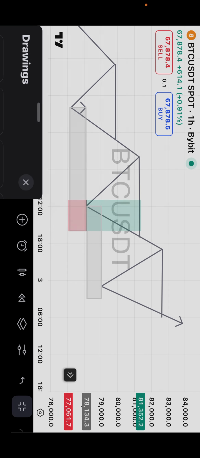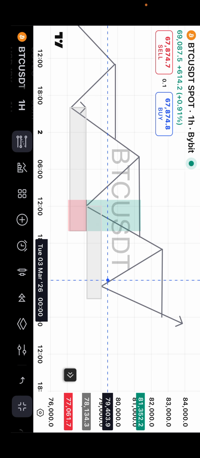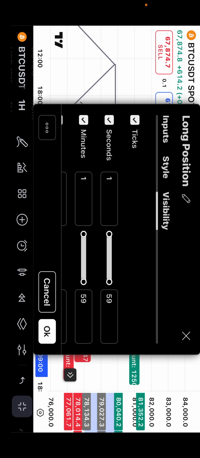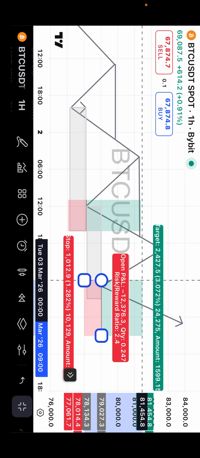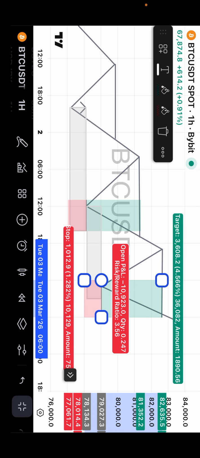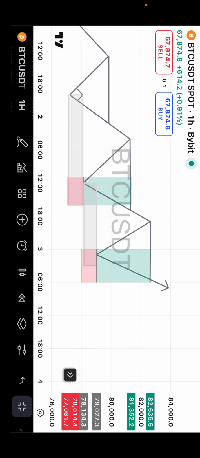So you highlight your next demand zone before the break of structure. Then you enter from here again. The take profit will be here, and then your stop loss will be below. So as simple as that. This is for a bullish trend.